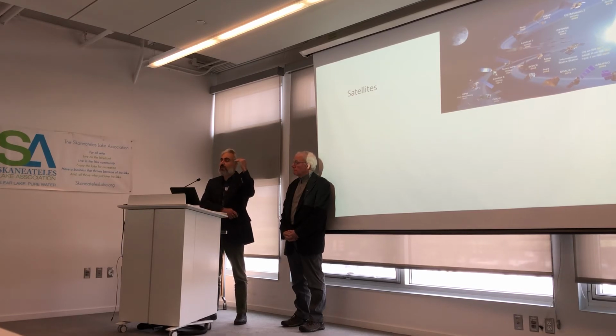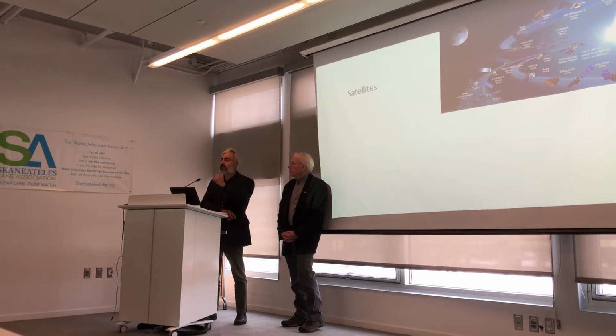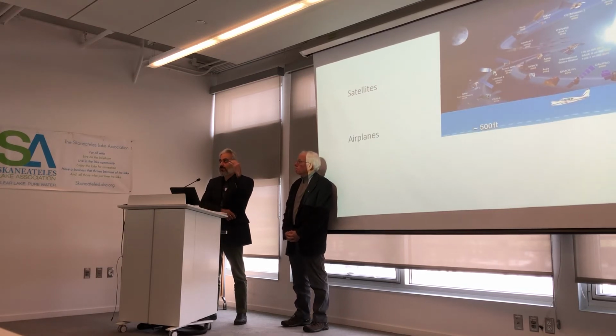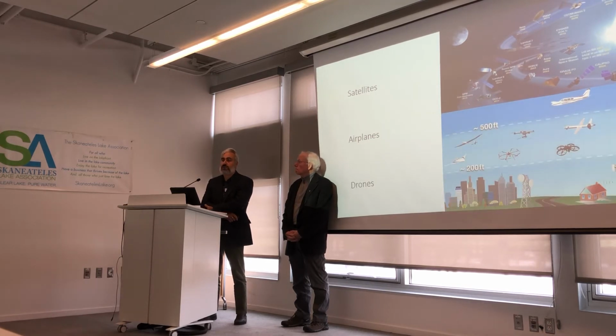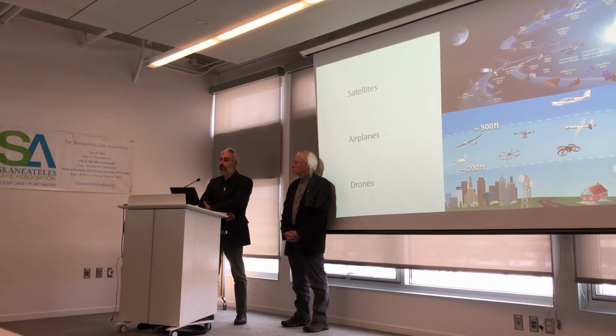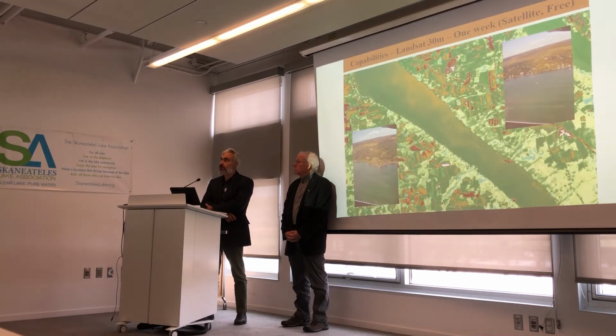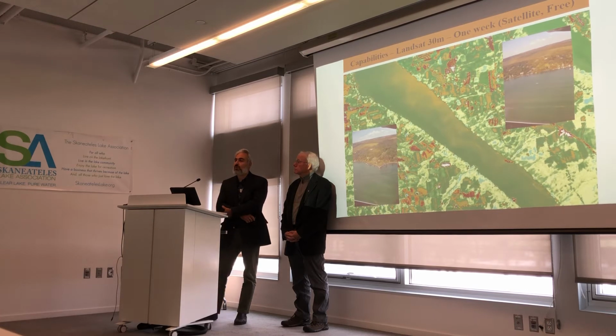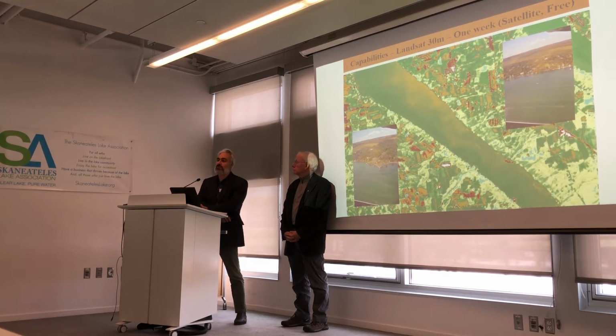And there are several layers that we can use for this detection process. There at the very top we have the satellites. Then if you look at lower altitude, we can fly airplanes, and now with the proliferation of unmanned aerial vehicles, also known as drones, we can have really efficient and effective monitoring across a much larger area than we could before. So here are some examples of what satellite technology can do.